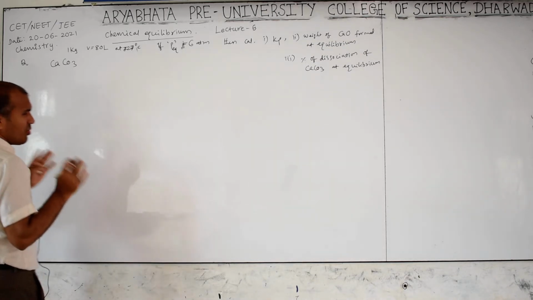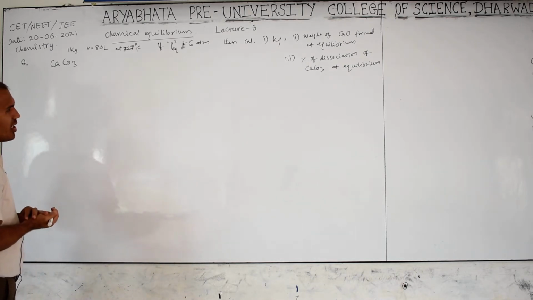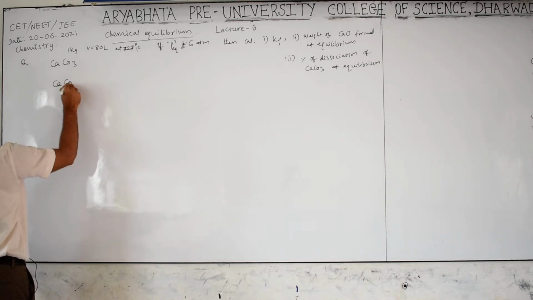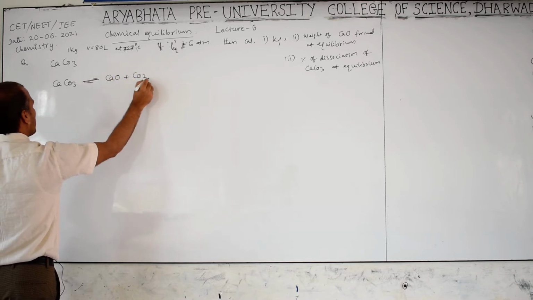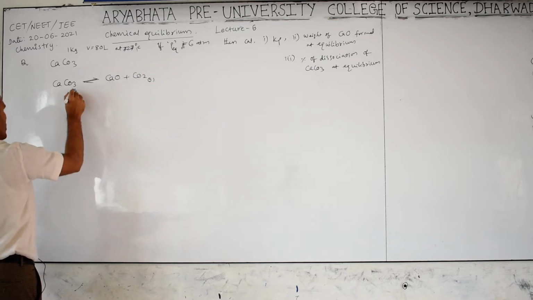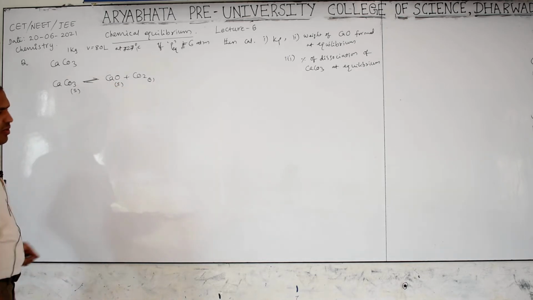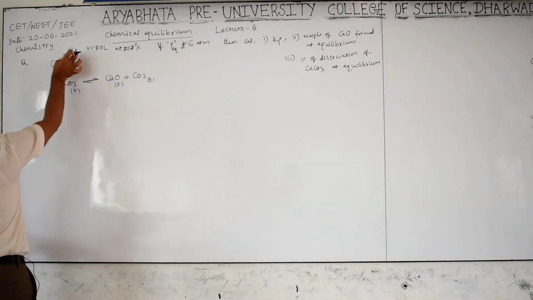First, for any question given with respect to equilibrium concentration, Kp or Kc, you always have to write the expression. Calcium carbonate dissociates into calcium oxide plus CO2 gas. We already know this is a solid, this is also a solid, and this is a gas. If they give it, good; if not, you should know that.